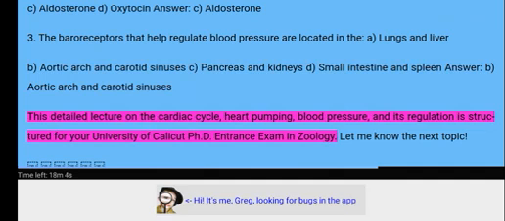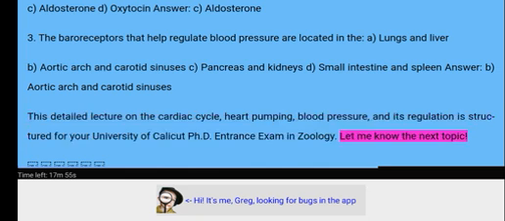This detailed lecture on the cardiac cycle, heart pumping, blood pressure, and its regulation is structured for your University of Calicut PhD entrance exam in zoology. Let me know the next topic.